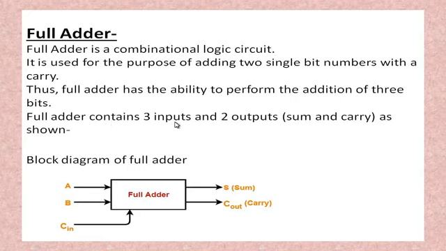Full adder contains 3 inputs and 2 outputs. These 2 outputs are sum and carry, as shown in this block diagram. This block diagram of full adder shows it has 3 inputs, A, B and C. You can consider this third input as carry in, while outputs are sum represented with the letter S and carry represented with letter C out. Okay, now let us see full adder with logic gate.